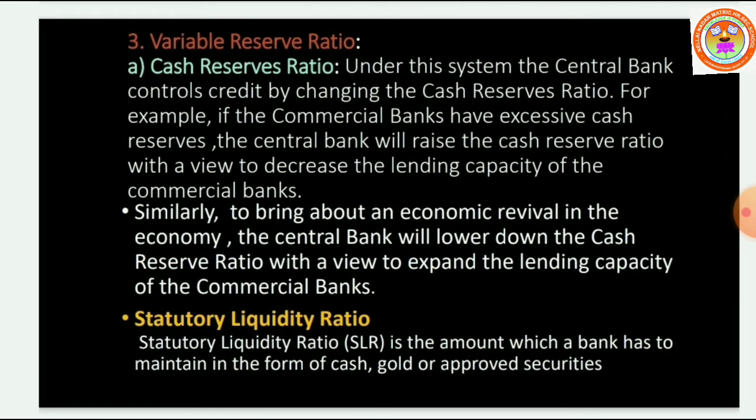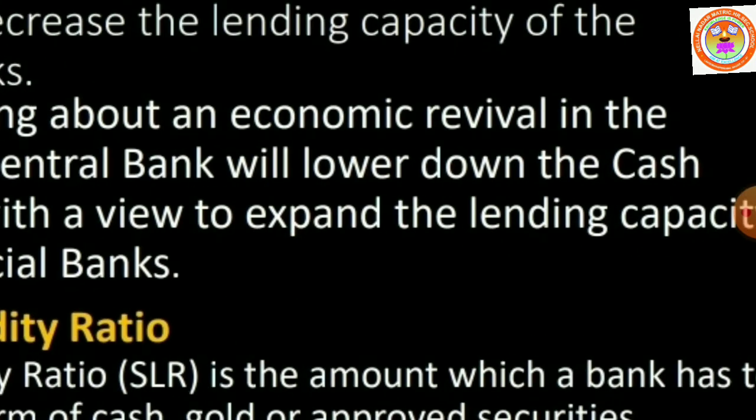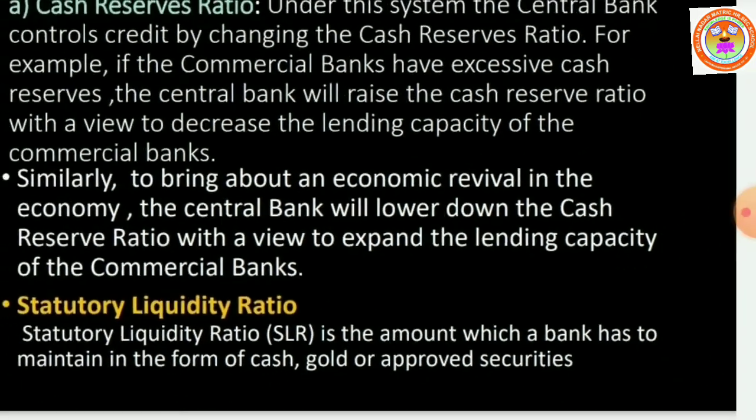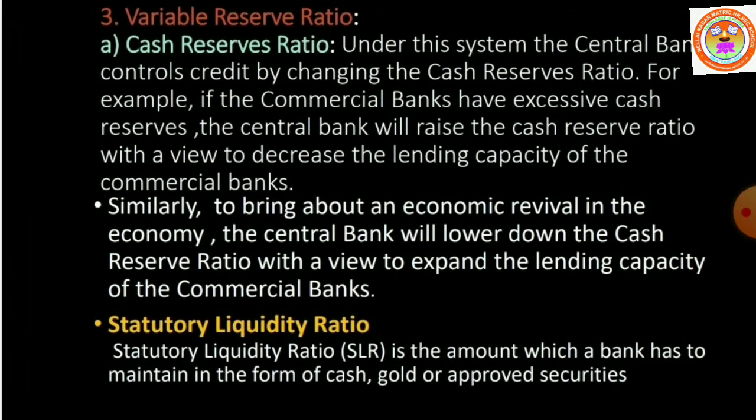Variable reserve ratio. In this, there are three types we can say: cash reserve ratio, statutory liquidity ratio, and legal reserve ratio. We can see the cash reserve ratio. It is the ratio of bank deposits that a commercial bank is required to keep with the central bank.